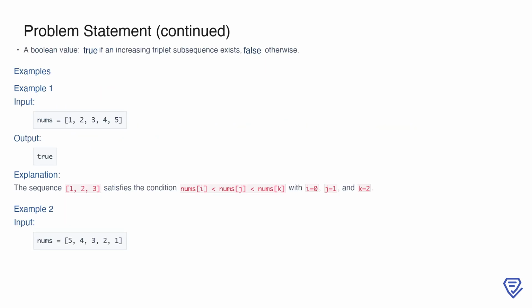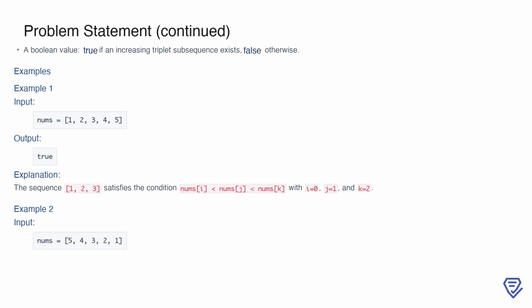To better understand the problem, let's look at the input and output format alongside some examples. The input is an array of integers called nums, where the length of nums is guaranteed to be at least 1 and at most 500,000. Each integer within the array falls within the range of -2 billion to +2 billion. The output is a Boolean value, either true or false.